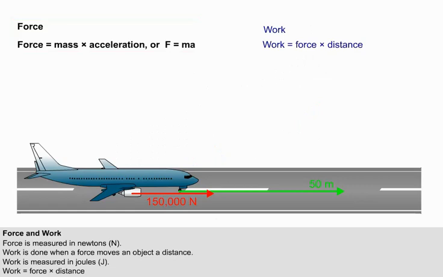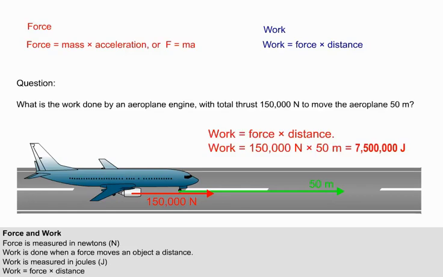A force is said to do work when it moves an object a distance. The amount of work done depends on the size of the applied force and the distance it moves the object. The unit of work is the joule. Work is found by multiplying the size of the force by the distance the force moves the object.